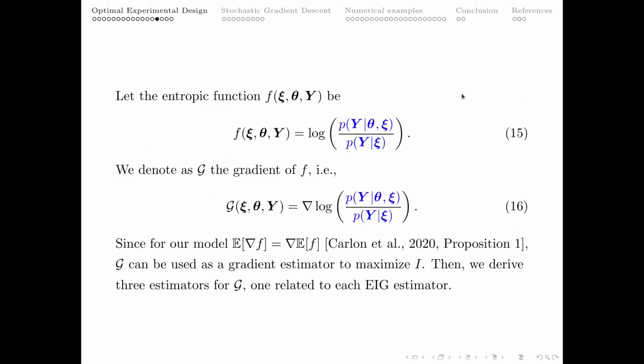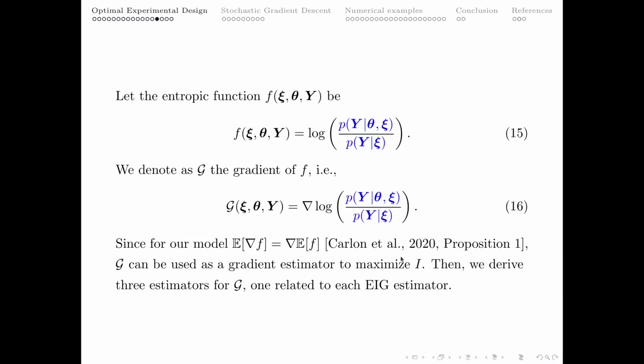Okay, now that we discussed the estimators for the expected information gain, we need to discuss how to maximize the expected information gain. To do so, I will introduce this function, which we call the entropic function f, which is the logarithm of the ratio between the likelihood and the evidence, and I will denote as g its gradient.